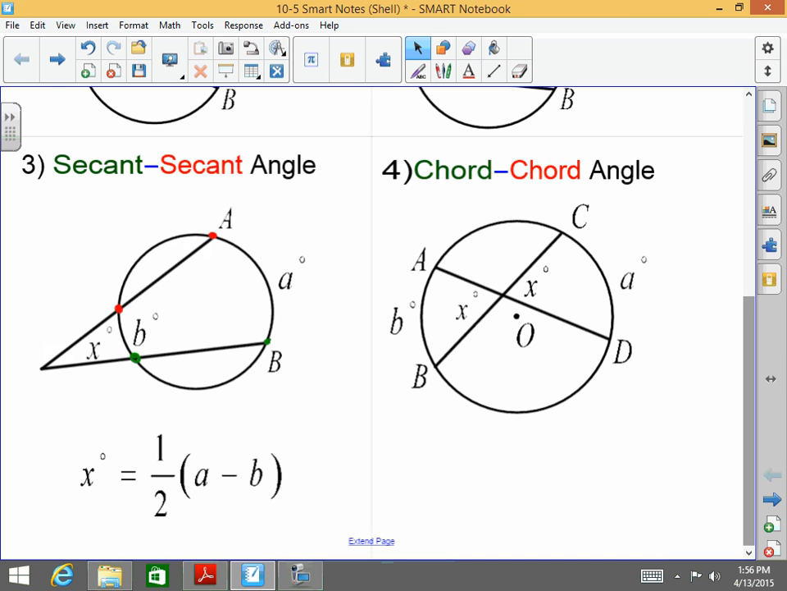When you have 2 chords here that intersect as such, these 2 angles are congruent because they're vertical angles. We know that. But what is that angle? Well, in this particular case, guys, it's the sum of arc A plus B divided by 2, or 1/2 of A plus B.